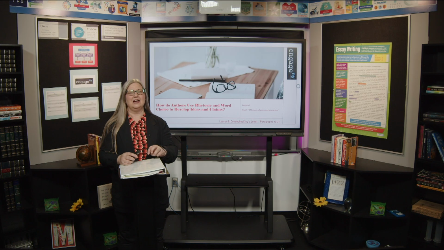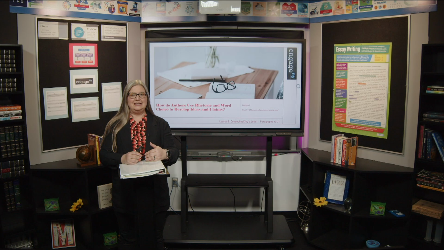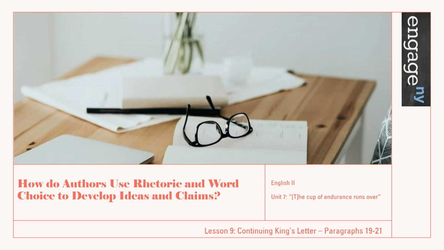We have been looking at Dr. Martin Luther King's letter from Birmingham Jail. We have been looking specifically at rhetoric and how an author uses rhetoric to advance his ideas, to advance his claim, to develop those ideas and refine that claim. So today we are looking at paragraphs 19 through 21, and how Dr. King has used rhetoric to develop his ideas and his claims.